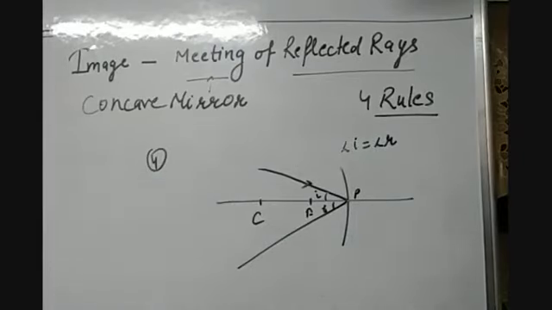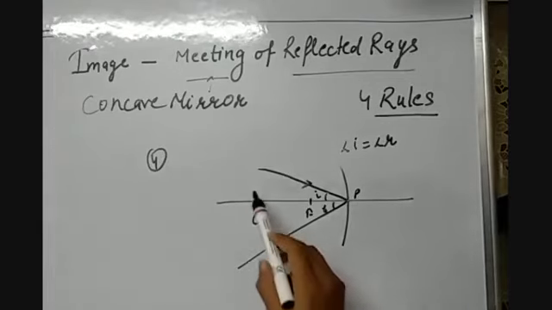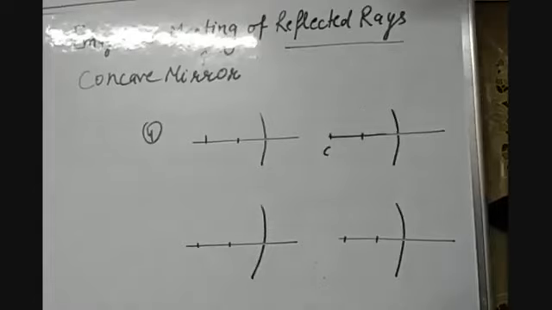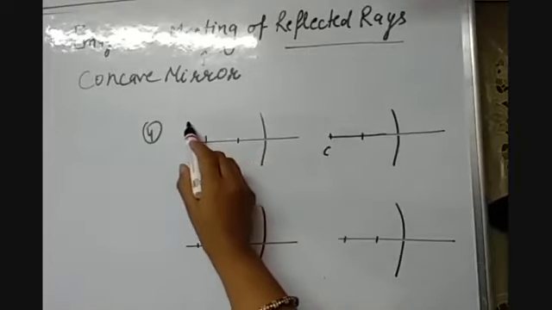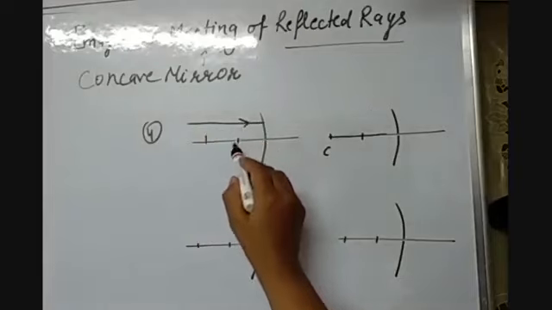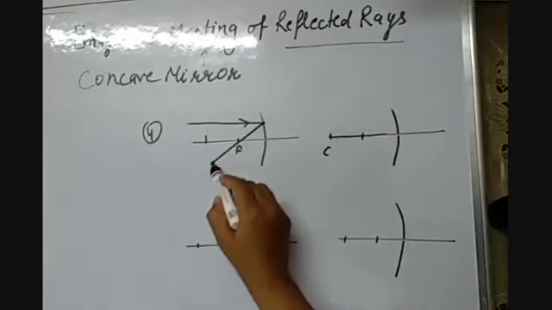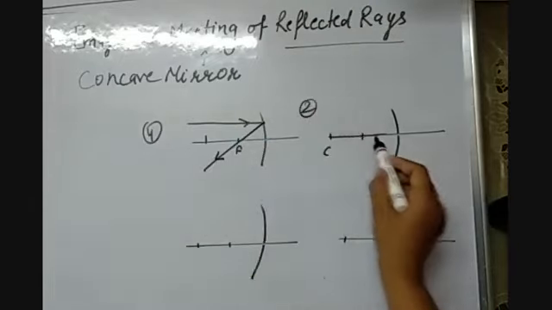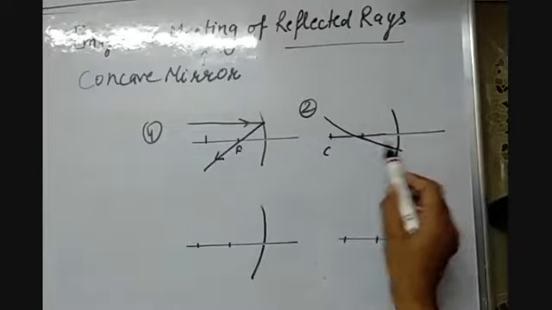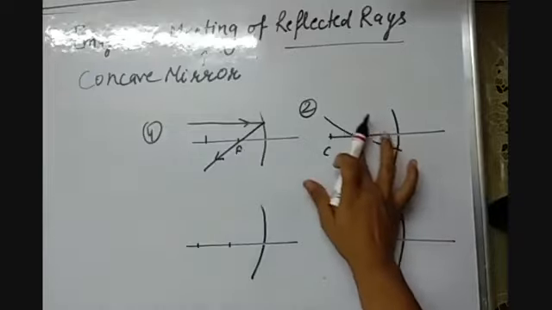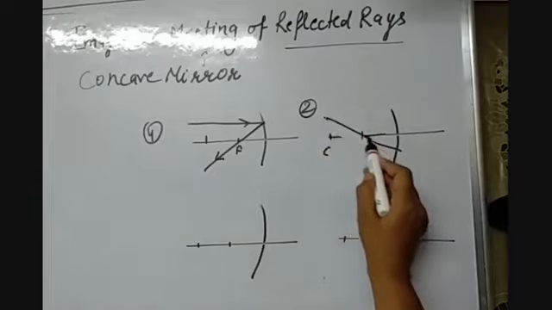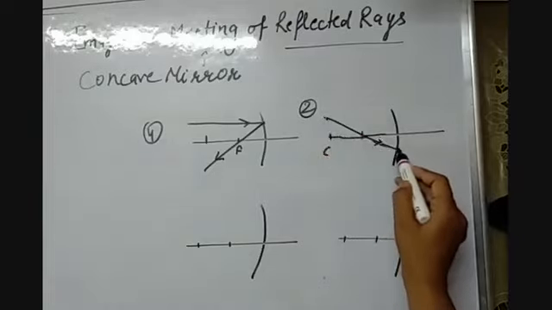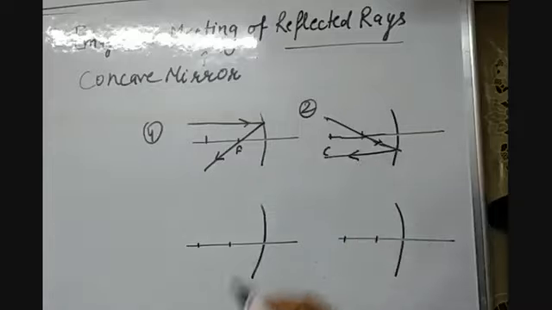Keep them in your mind when we are doing the formation of images at different places. So the first rule says that when a light ray is coming parallel to the principal axis, then after reflection it will pass through the focus. The second rule says that when the light is incident through the focus, then it will reflect parallel to the principal axis.